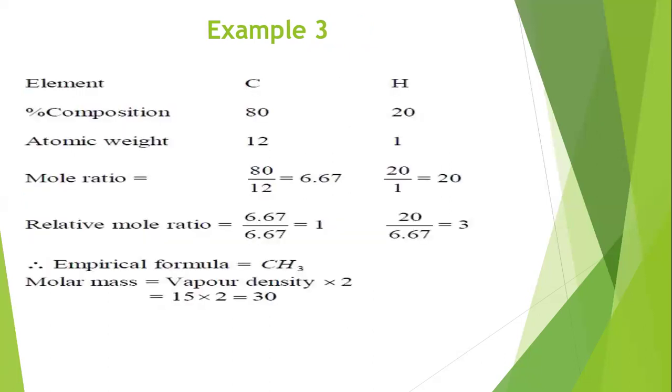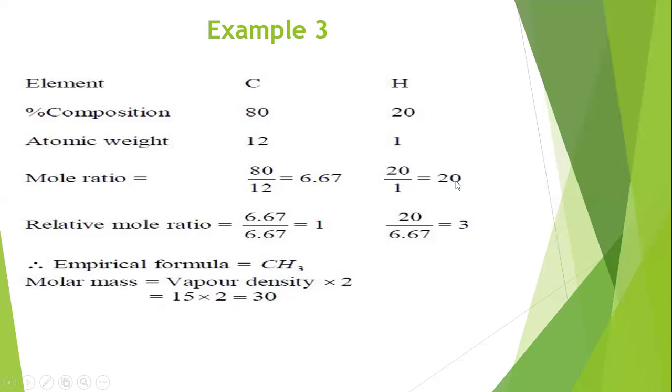So just as usual, here's our table of elements. We have carbon and hydrogen with percentage composition. That is, for the carbon it will be 80 and for hydrogen it will be 20. The atomic weights we know are 12 and 1. For the mole ratio, you take the percentage composition and divide by the atomic weight. So 80 divided by 12 gives 6.67, while for the hydrogen, 20 divided by 1 is equal to 20.